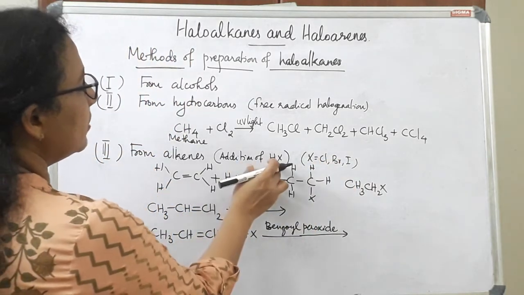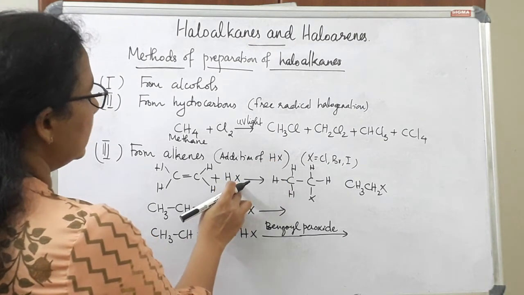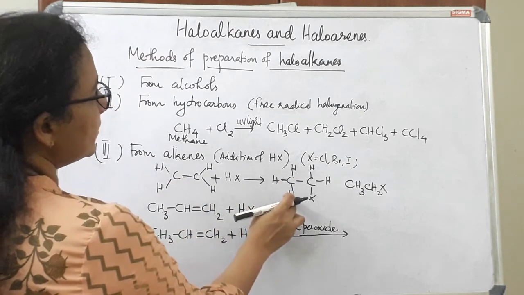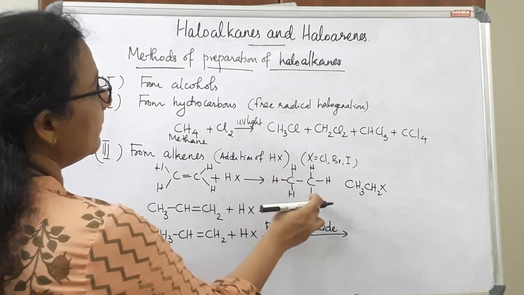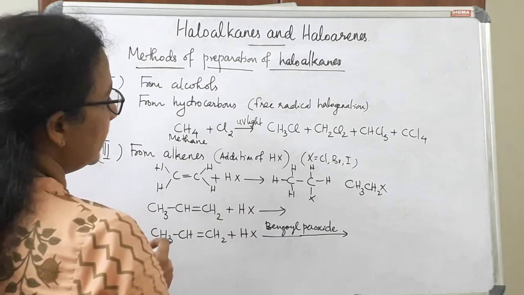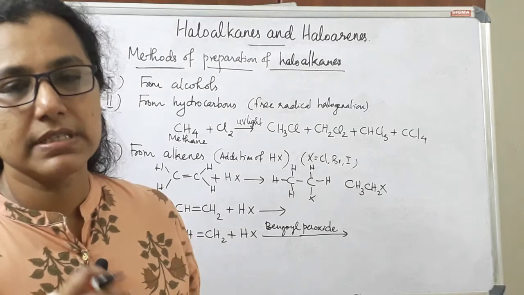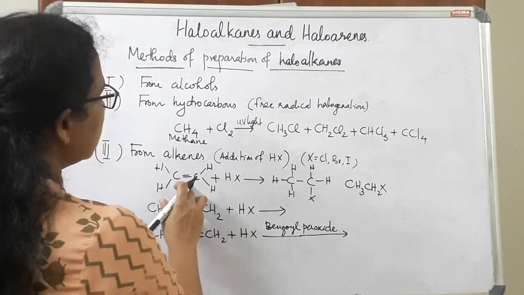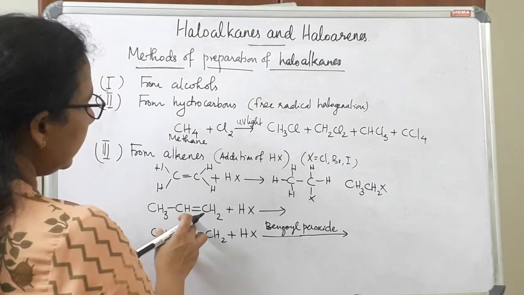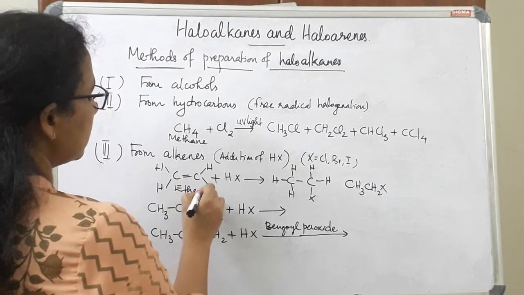So this X can be chlorine, bromine or iodine. So anyway, addition of HX takes place. This is an addition reaction. Hydrogen and halogen are added to both the carbon atoms. So hydrogen is added to one carbon atom and halogen is added to another carbon atom. So this alkene is actually a symmetrical alkene. So if it is a symmetrical alkene, we can expect this product. Here I have written another alkene. So this is ethene. This is a symmetrical alkene.